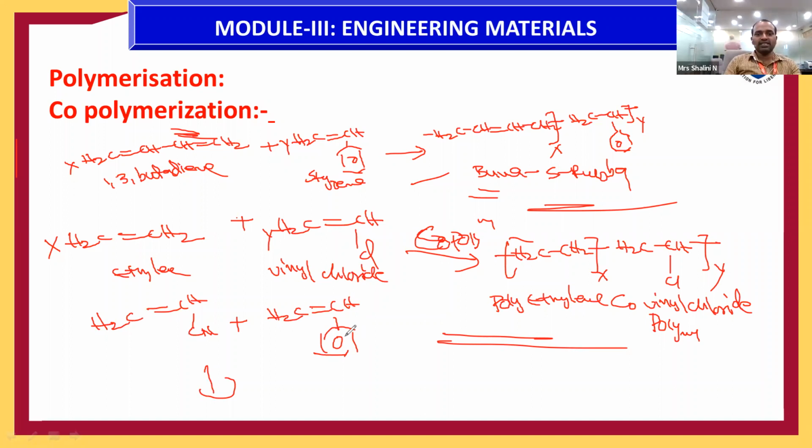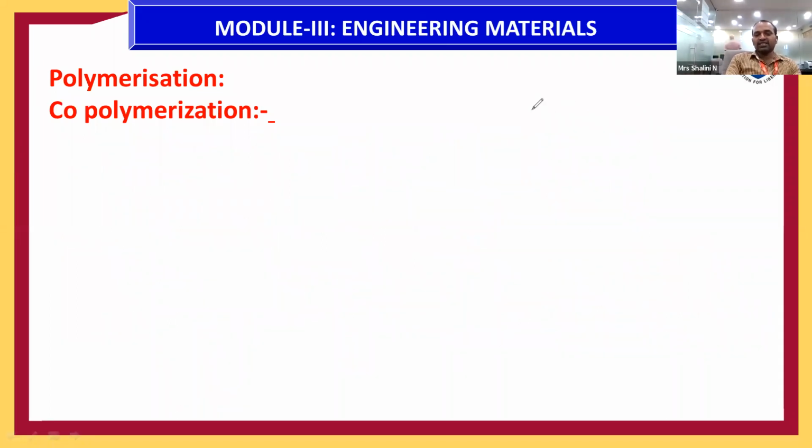Addition polymerization, condensation polymerization, and copolymerization. Once again, listen, students. Addition polymerization is the exact multiple addition of the monomer molecule. In addition polymerization, double bonds are converting into single bonds only. There is no elimination of small molecules. The monomers repeat. Examples are polyethylene, polyvinyl chloride, polystyrene, polyacrylonitrile, polypropylene, etc.